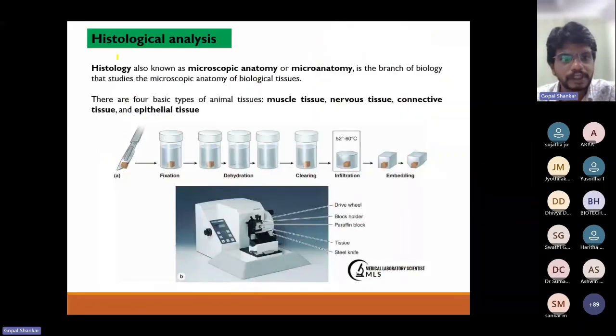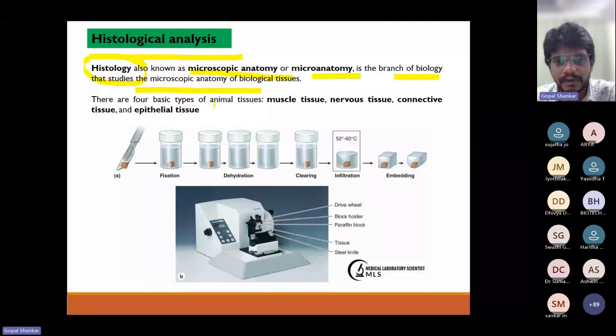And finally, we also know that there is something called histology. Histology is basically a microscopic anatomy, or you call it as a microanatomy. It is a branch of biology which studies the microscopic anatomy of biological tissues. And when we talk about the animal tissues, broadly classify them as muscle tissue, nerve tissue, or connective tissue.